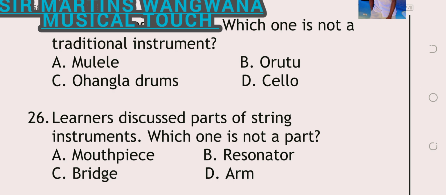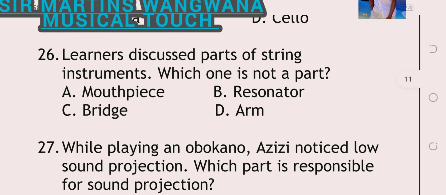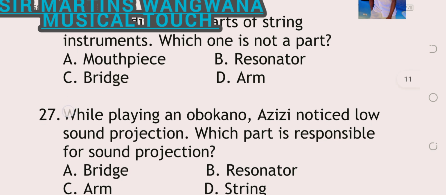Number 26. Learners discuss parts of a string instrument. Which one is not a part? A part of a string instrument, we have a mouthpiece, we have bridge, we have resonator, we have arms. So the odd one out here is a mouthpiece. That one is for wind instrument, which is A.